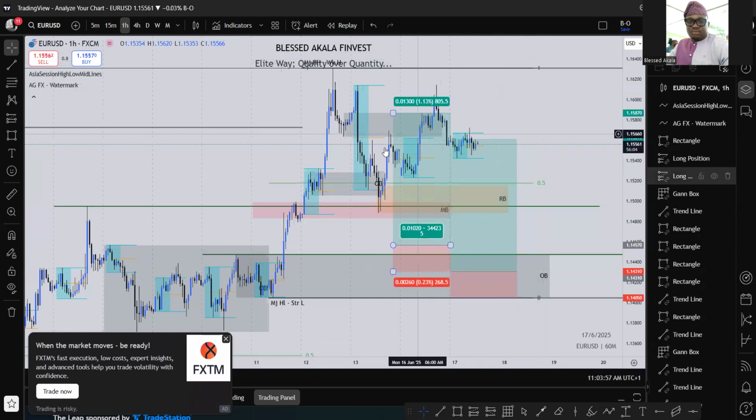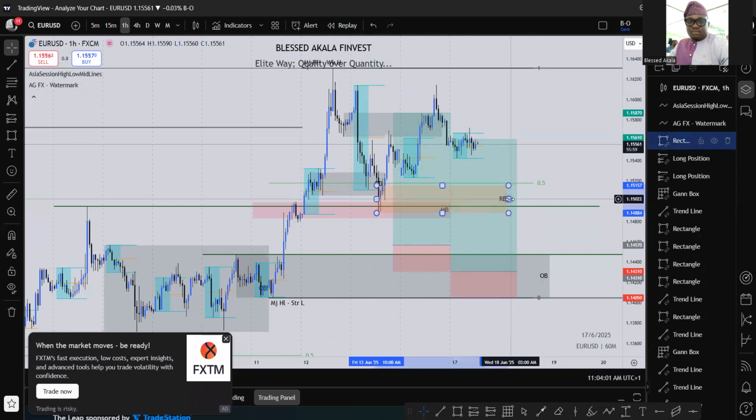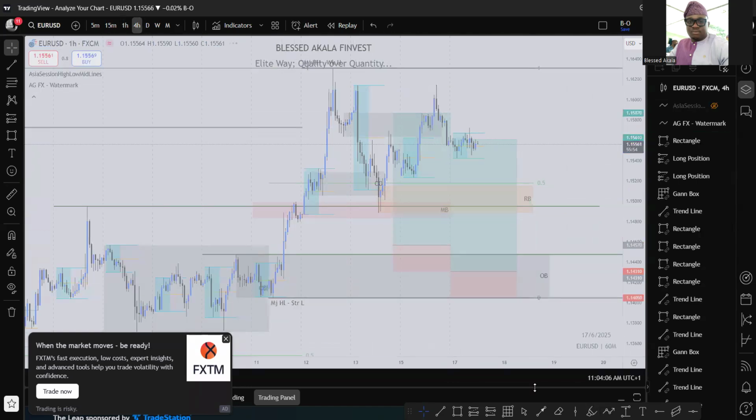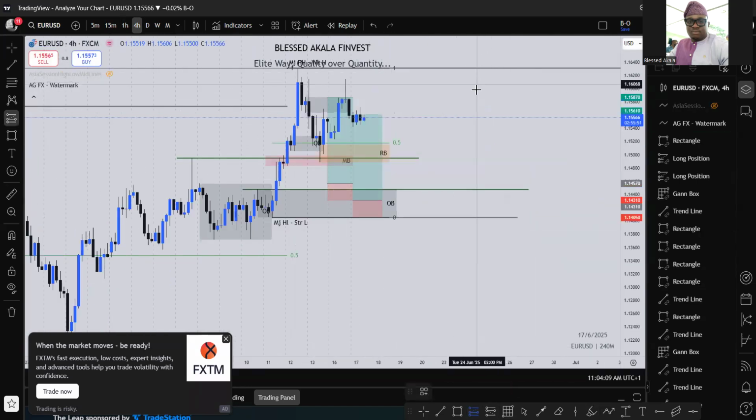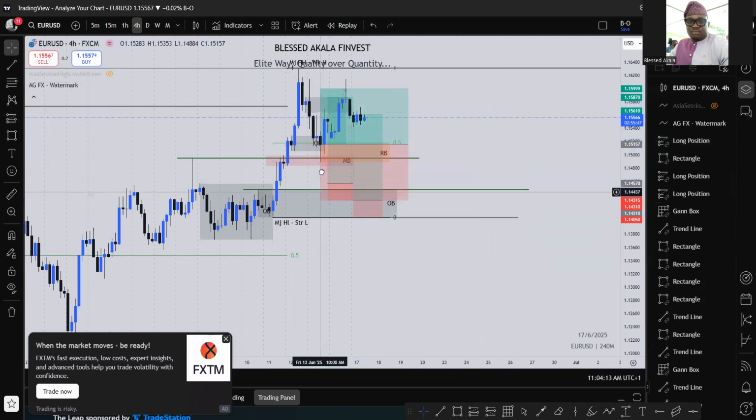So to keep our hope alive, we have to trace the horizon. Then we're just going to include from this rejection block. If you are not yet in the market and you are yet to have any trade, you can just set all these limit orders in the market. So you can have this limit order.